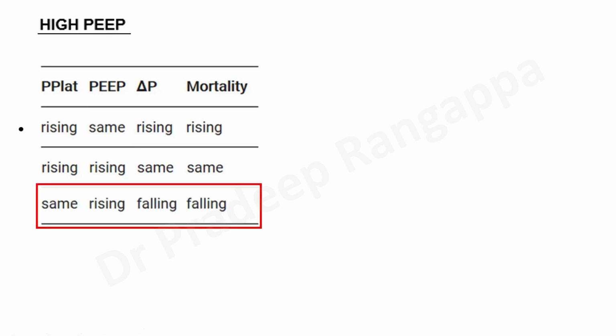Then the third category, which is important for us, is where P flat is not going up and you are optimizing the PEEP. You are increasing the PEEP because you know there are recruitable alveoli. Then your driving pressure starts falling. So you want driving pressure to be less than 15. So P flat is say 30 and PEEP you have increased to say 16 or 18. So then your driving pressure is less and your mortality comes down.